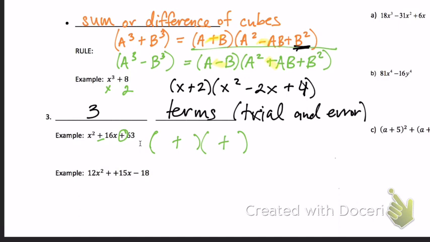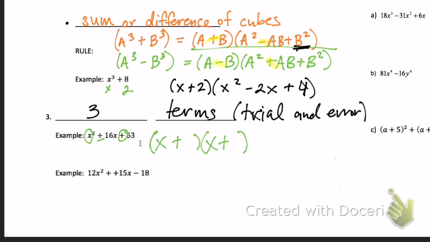Then I put my first terms in the parentheses. Since my a value is 1, since this is just x squared, it's easy. I can just put an x and an x. That's when life is really easy, because I don't have to worry about factors. Then I need two numbers that multiply to get 63 and add to get 16.